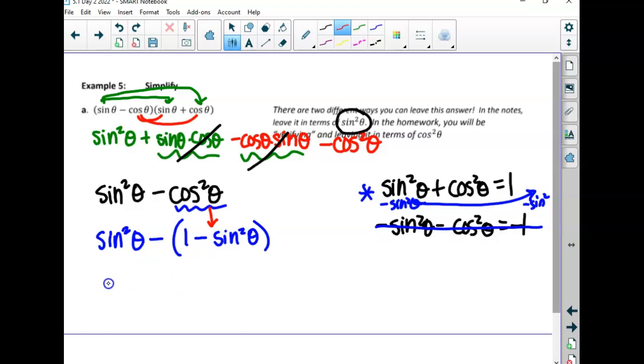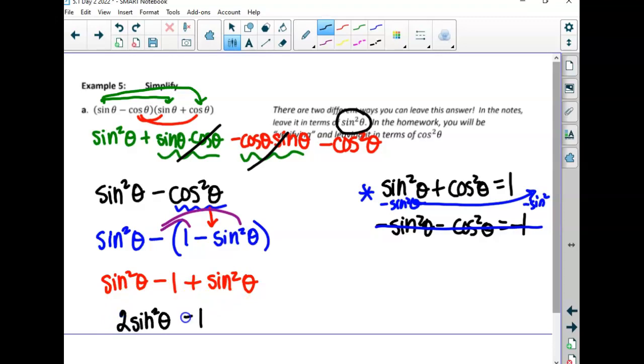So then what do we need to do? Yeah, we're going to distribute that negative. We distributed the negative. And then what can we finally do? I don't know. This is one where you wouldn't know you were finished, except that they told us to have only sine squareds when we're done. Sine squared plus a sine squared is 2 sine squared and a minus 1. There is nothing nice about that.